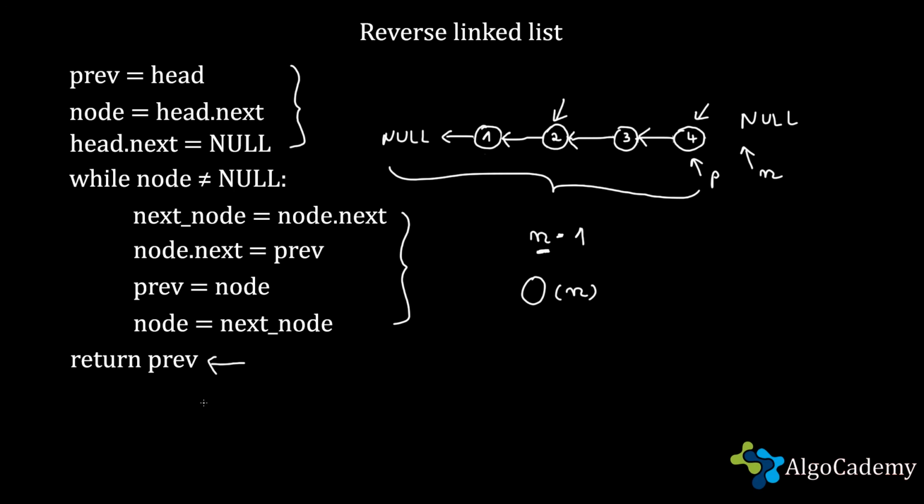What's the memory complexity here? Well, as you can see, we use the exact same nodes. So we don't create duplicate nodes or other nodes. This is good. We use the exact same links, but we basically reversed their directions. And of course, we have a couple of variables which don't count. So the extra space complexity is O(1). And this is the solution.